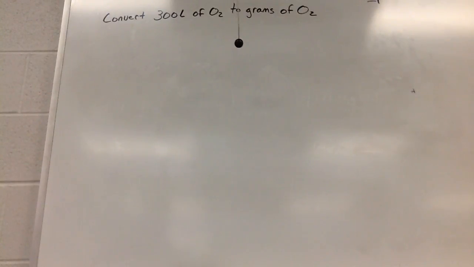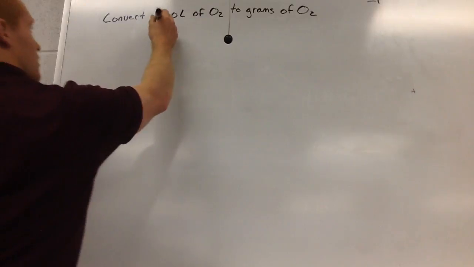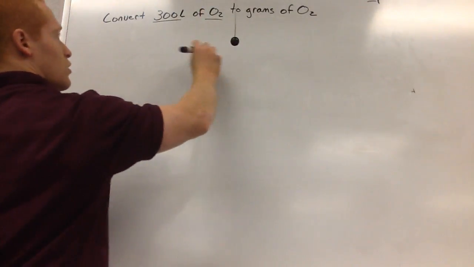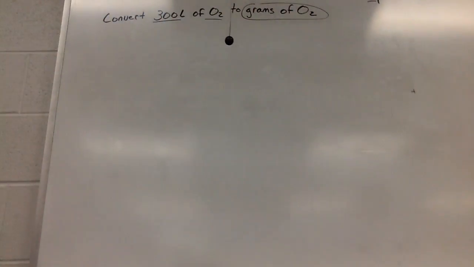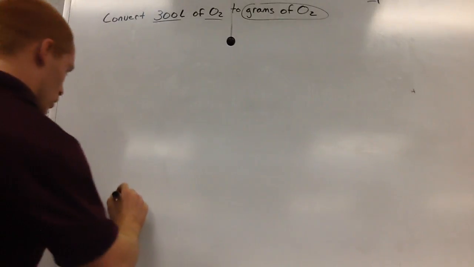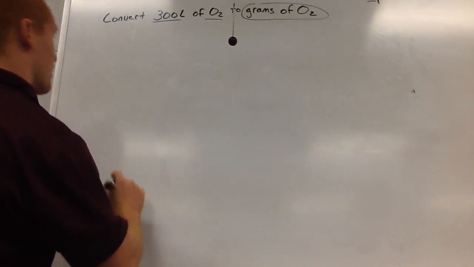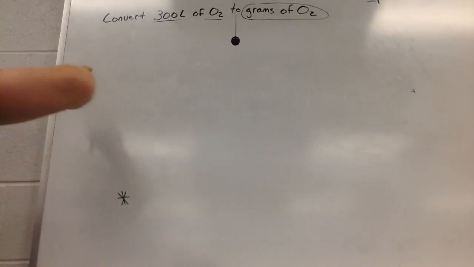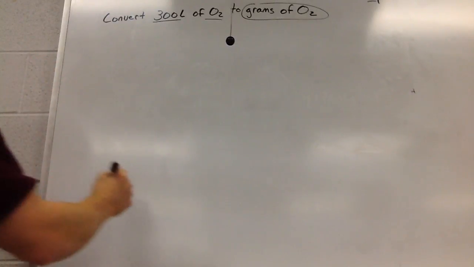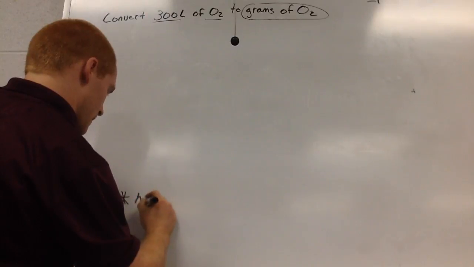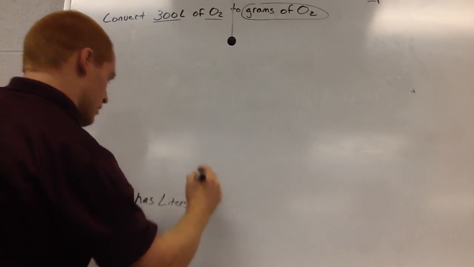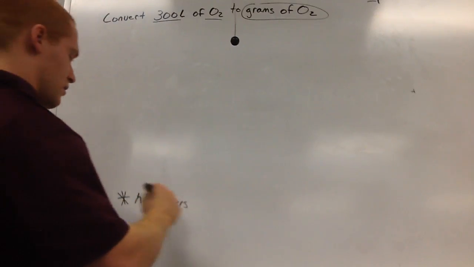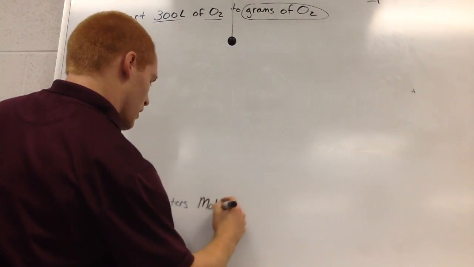Okay, so for this problem it says convert 300 liters of O2 to grams of O2. It stays the same compound, so there's no mole-to-mole ratio that we'll need. But notice, it starts in liters, so what that means is we're going to have to use molar volume. Since it has liters, and we're solving for liters, molar volume is what we have to use.